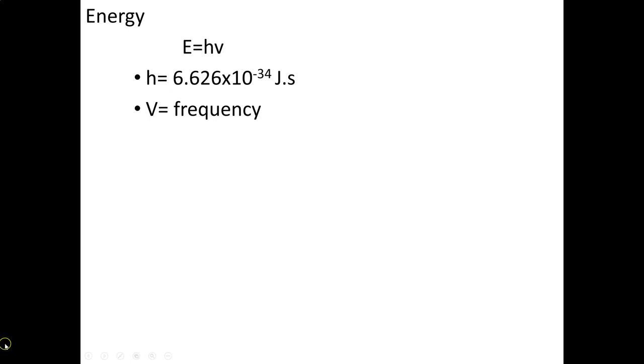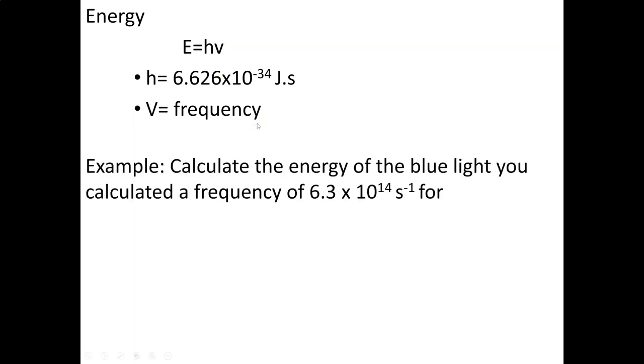v is frequency. Put all that together, and we're going to use the frequency they give us to get our energy. So how do you do that? Well, here's an example. The energy of a blue light, you calculate a frequency of 6.3 times 10 to the 14, that's inverse seconds. So what am I going to do? I'm going to plug this into this formula. So I get this. Once again, two different ways of handling it.